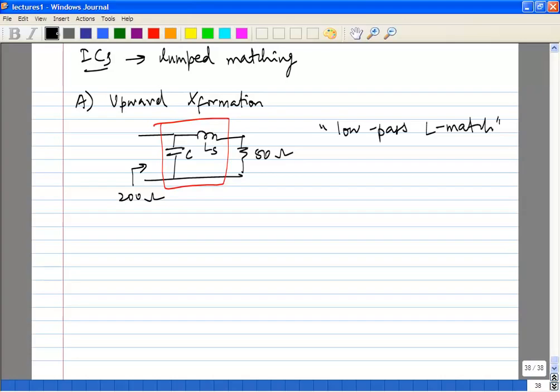Why is it low pass? At low frequencies, the capacitance is an open circuit and the inductance is a short circuit, so you transfer all the power from input to output. At very high frequencies, the inductor is an open circuit and the capacitor is a short circuit. You short your signal to ground, and nothing goes to the output. So what do we know from this? We know that we can transform it to RP, LP, and C.